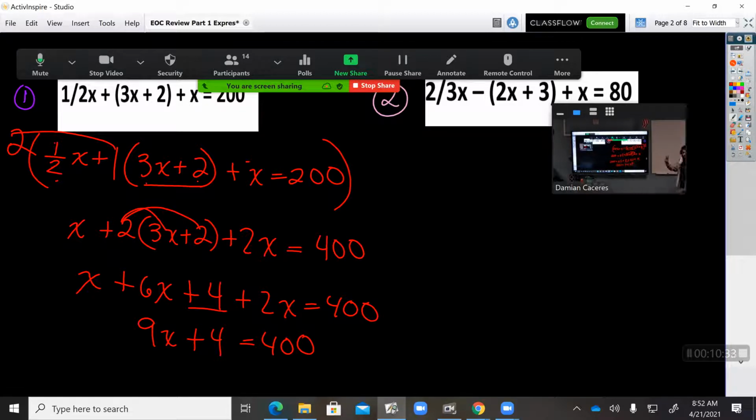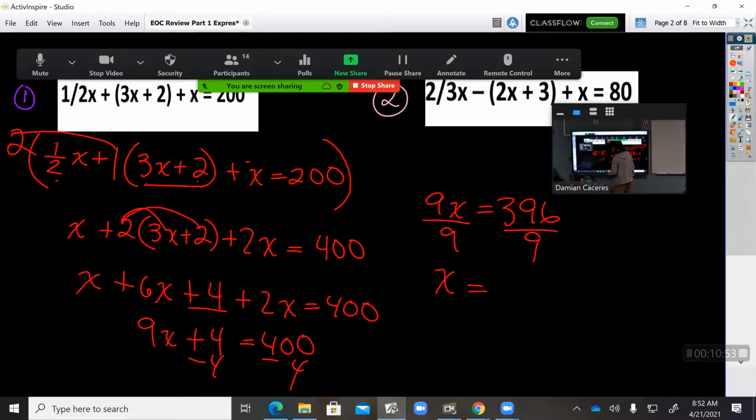Now, 2 steps left. Subtract the 4 and divide by your coefficient of 9. So we subtract 4 from both sides. We get 9x equals 396. And now you divide both sides by the coefficient, which is 9. Now we get a value. X equals 396 divided by 9 gives you what? 44.